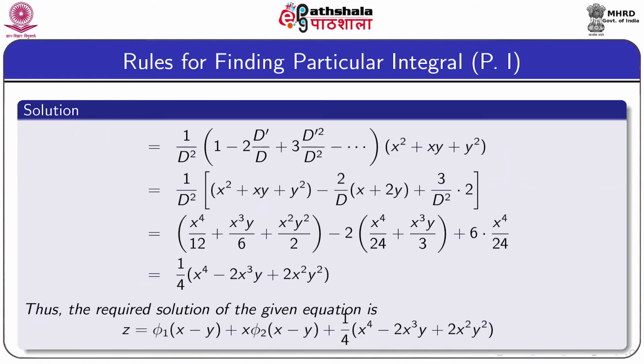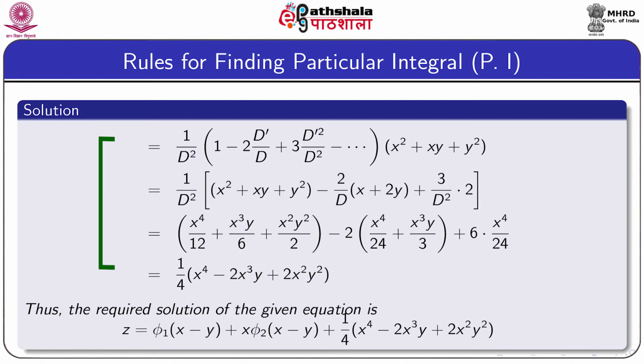So, the binomial expansion of that operator becomes 1 minus 2 d dash by d plus 3 d dash square by d square minus and so on. This binomial series contains an infinite number of terms, but since in small f, that means in the function x square plus xy plus y square, the highest order of the polynomial is 2, it is sufficient to take the terms up to d dash square by d square. So, that is why we took only the first 3 terms in the expansion.